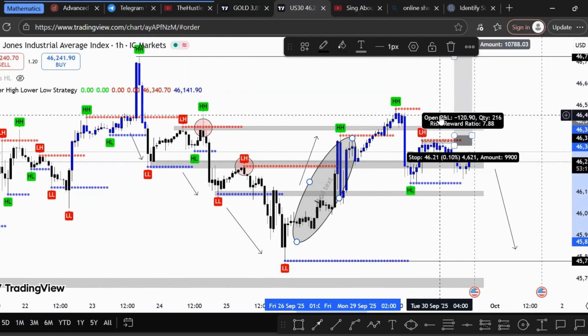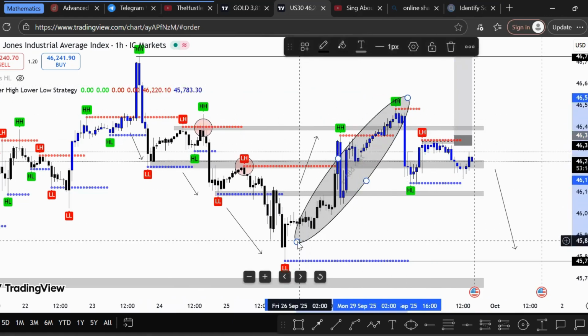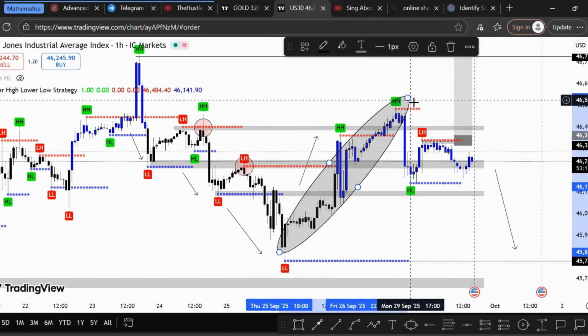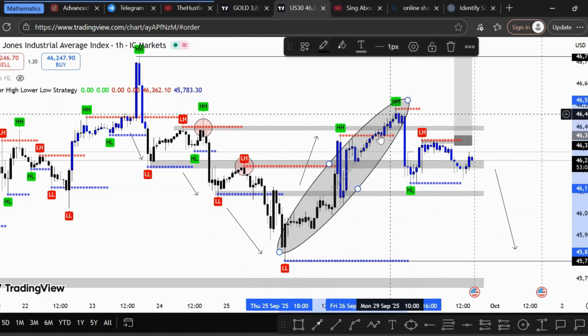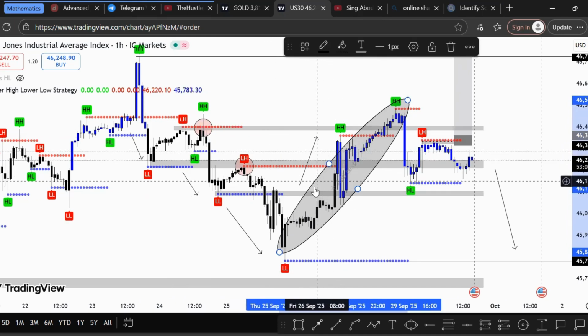You understand? But remember, on the 4 hour, all of this movement here is correction. The price is correcting in the 4 hour. Right. So now you know, okay, the 1 hour is bullish, but the 4 hour is bearish.